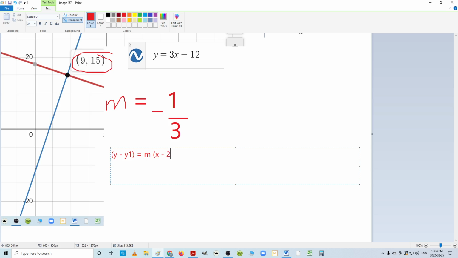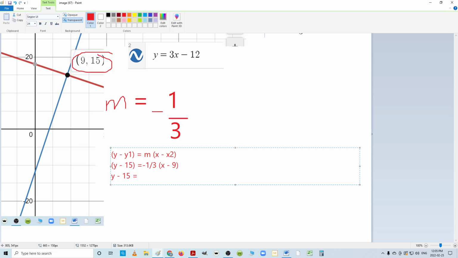What do I do? I just put the values of the point, the one point they gave us. How do I know to use that point? Because look, they both cross at that point. They both share that point. What was the y value of that point? 15. What was the slope I determined for the red line? That. What's the x value of the point they share? 9. All right, so on the left, I just have y minus 15.